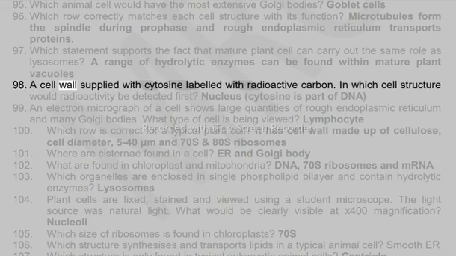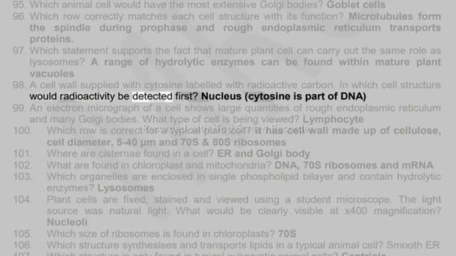98. A cell wall supplied with cytosine labeled with radioactive carbon. In which cell structure would radioactivity be detected first? Nucleus, cytosine is part of DNA.